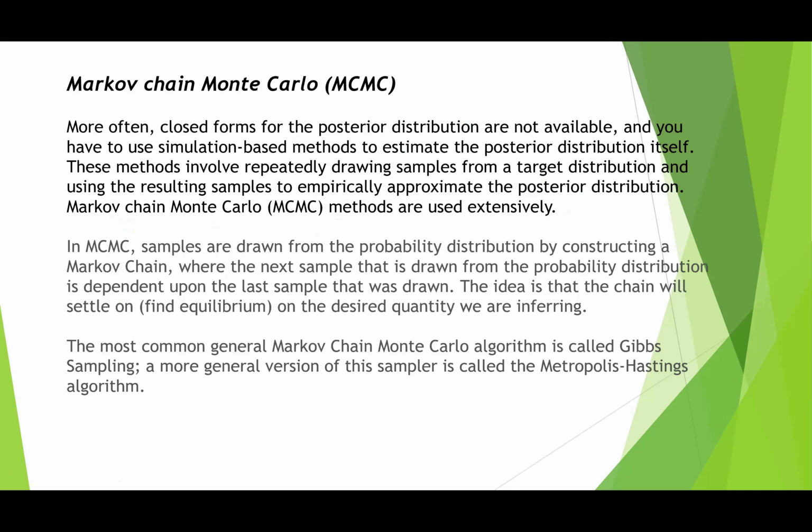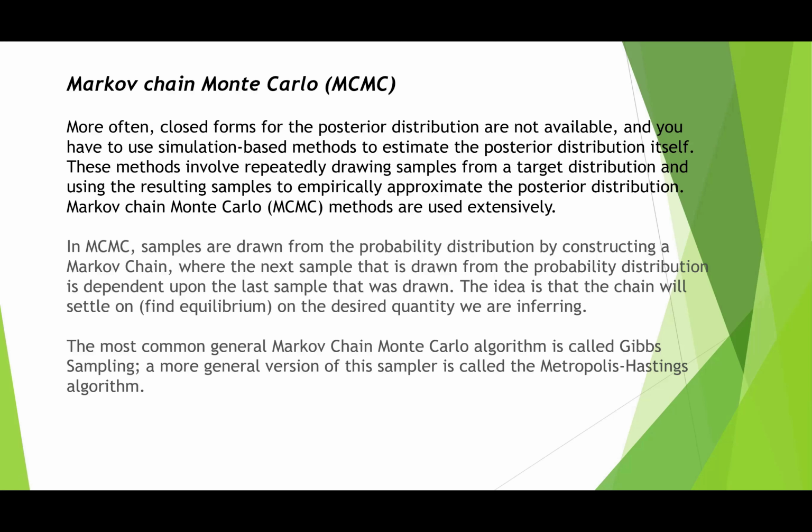Now, most often, closed-form solutions for the posterior distribution are not available, and we have to use simulation-based methods to estimate the posterior distribution itself. These methods involve repeatedly drawing samples from a target distribution and using the resulting samples to empirically approximate the posterior distribution. Markov chain Monte Carlo methods are used extensively for this purpose. In MCMC, samples are drawn from the probability distribution by constructing a Markov chain, where the next sample drawn is dependent upon the last sample that was drawn. This is the Markovian property. The idea is that the chain will settle on the desired quantity we are inferring.